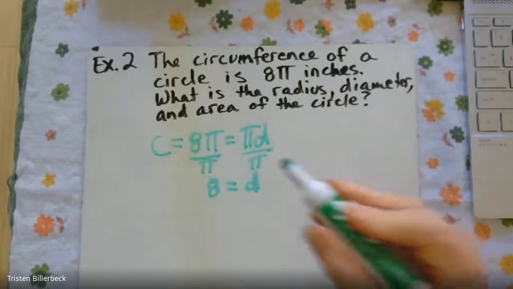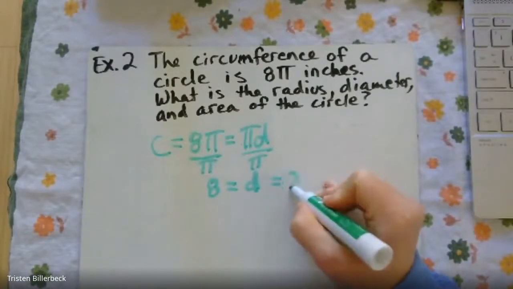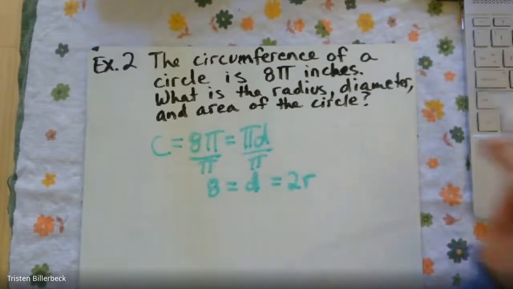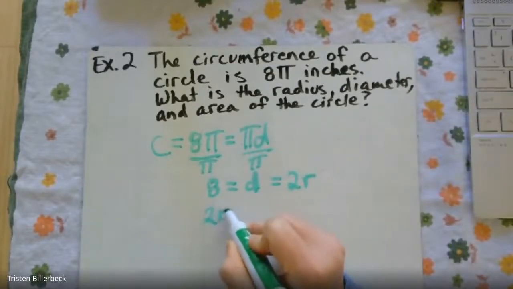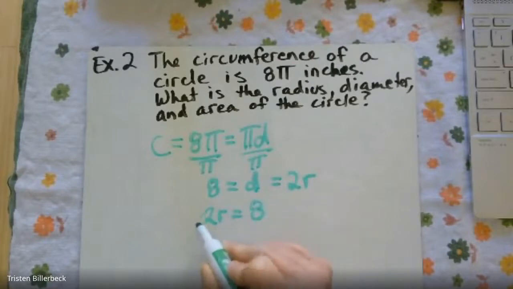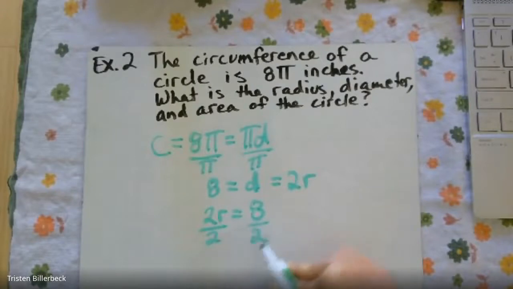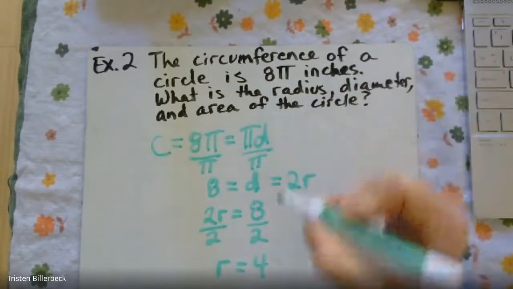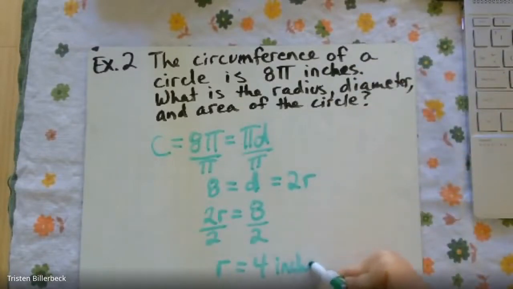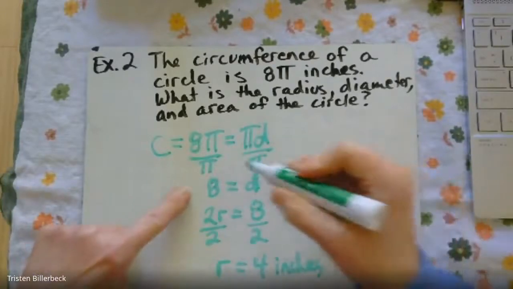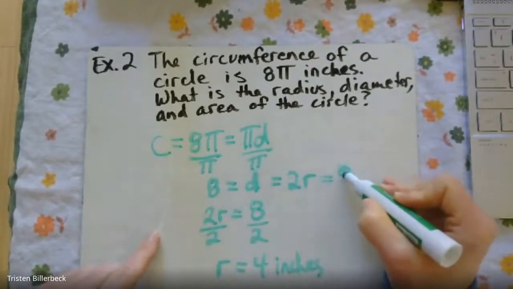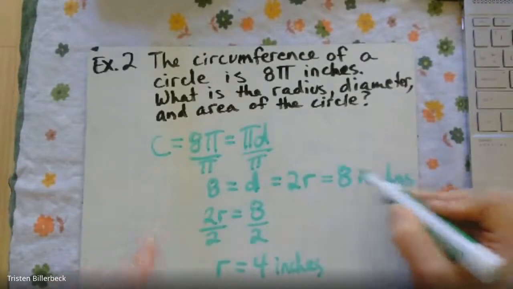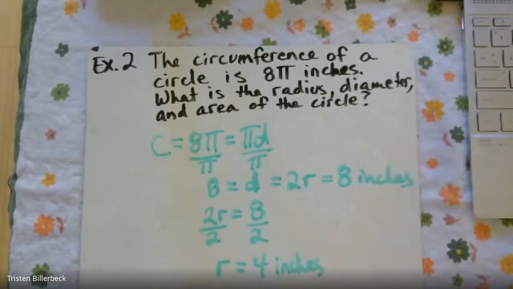Well, if we know the diameter, we know that the diameter equals 2r. So if 2r equals 8, then we have 2 times r. The opposite of multiplication is division. So we divide by 2, and we end up with r equals 4. Now, we were dealing with inches, so that's 4 inches. And this diameter here would be 8 inches. So it should be twice as big as a radius, because it takes 2 radii to make a diameter.